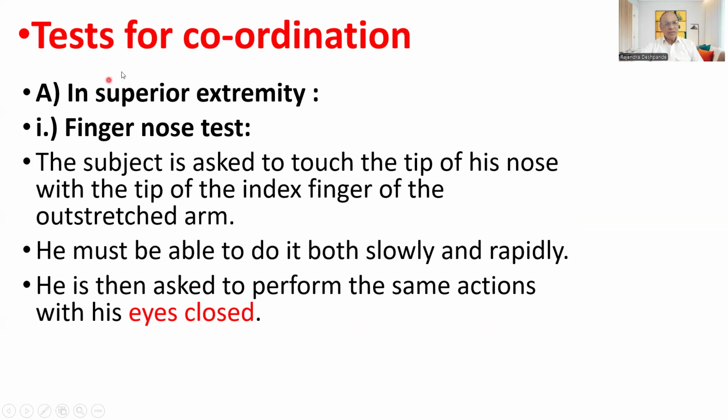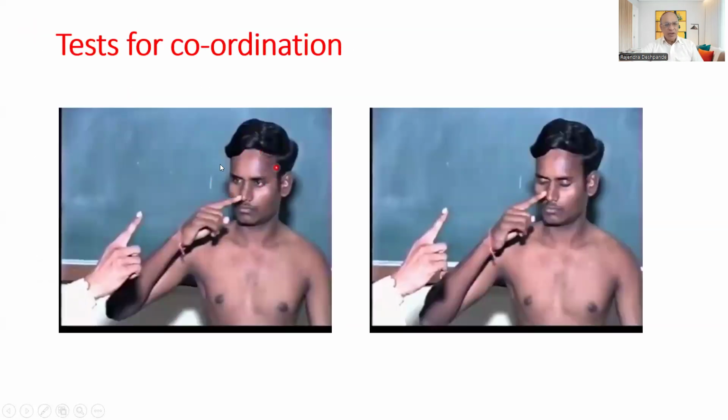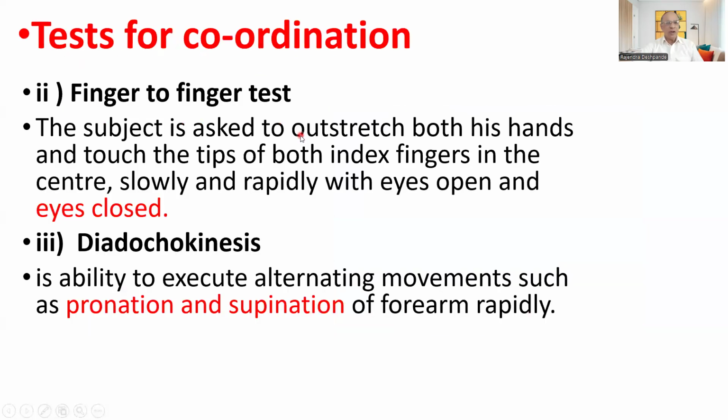Finger nose test is a test of coordination in the superior extremity. Can you see here? The volunteer is touching the tip of the nose with the index finger. This particular movement is called a test of coordination. Next is the finger to finger test. The subject, that means the patient, is asked to outstretch both hands and touch the tips of both index fingers in the center, slowly and rapidly, with the eyes open and with the eyes closed. So this is the finger to finger test.